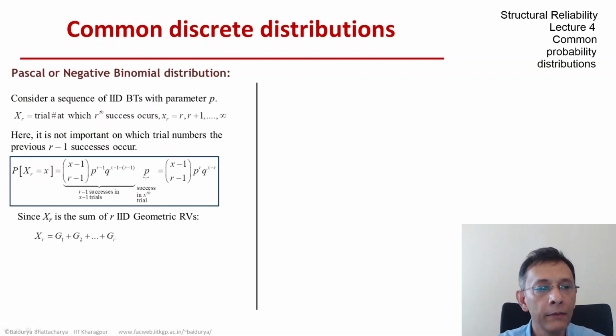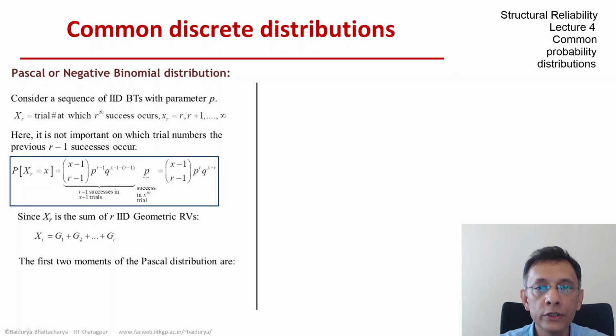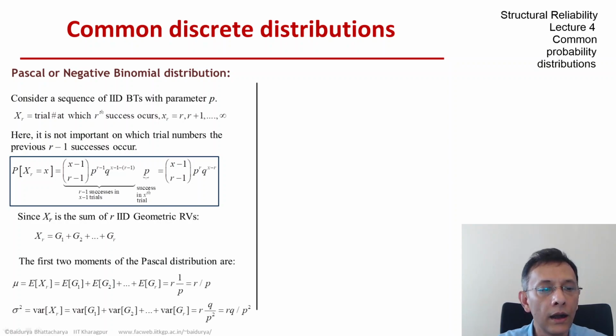Now, again, by looking at this sum, we can easily get the first two moments, the mean and the variance of the Pascal distribution. The mean is r divided by p, and the variance is likewise, you can do the sum, it's r q over p squared.